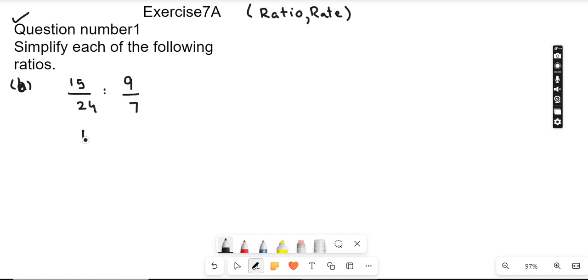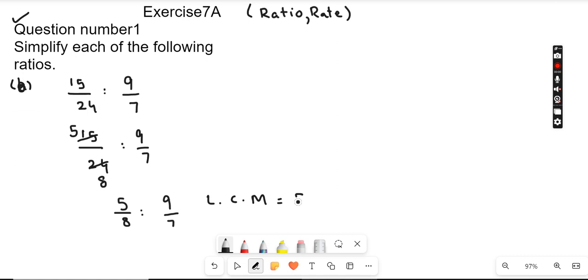You can reduce the same fraction here. First you can reduce it, like 15 and 24 both come in 3's table. You can reduce it with 3. So it becomes 5 by 8 ratio 9 by 7. Now make the denominator same. To make the denominator same, we'll take the LCM of 7 and 8. LCM of 7 and 8 comes 56. So LCM of 7 and 8 will be multiplied on both sides.